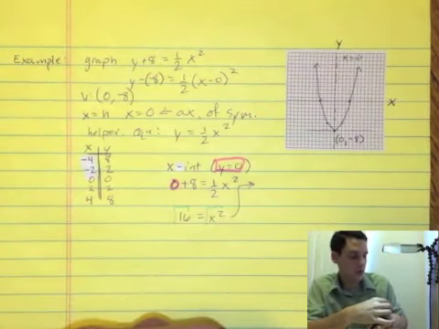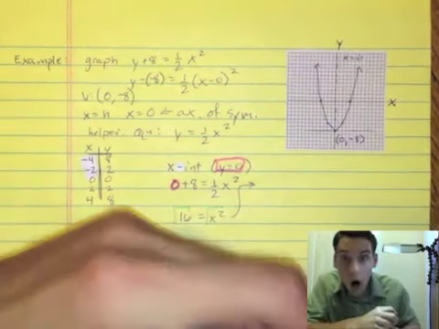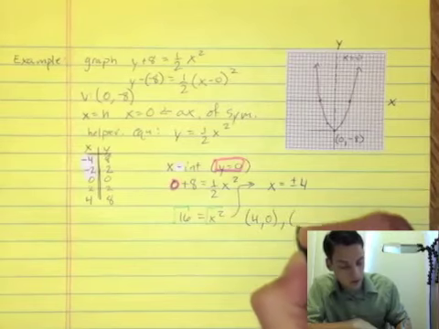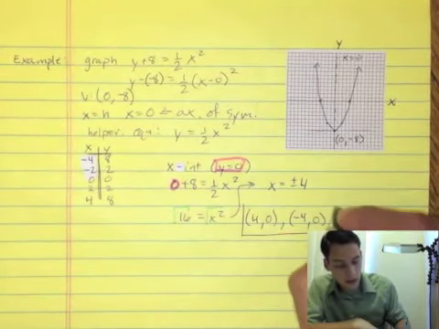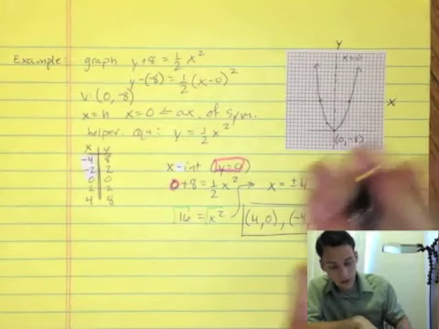What happens when you square root? Plus or minus. You do plus or minus. So x equals plus or minus 4, which means we have x-intercepts at (4, 0) and (-4, 0). These are our x-intercepts.